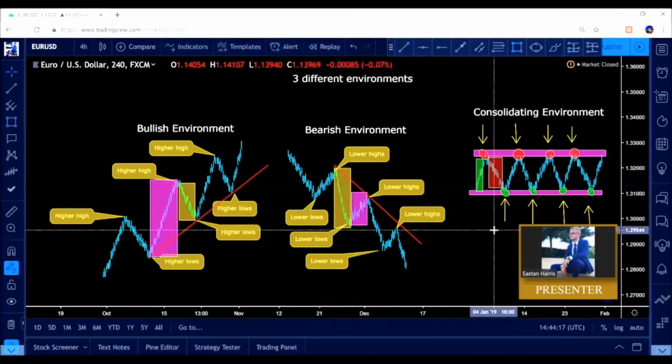They're equal. Okay, guys, this was just a quick introduction to market environment, and I just wanted to break down these three different ones that we're going to be looking at in the rest of this section. So in the upcoming videos, we're going to take a look at each one of these examples in the live market.